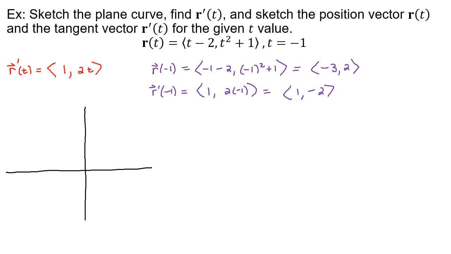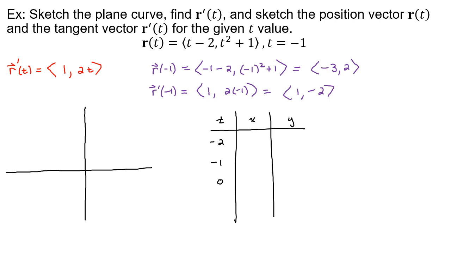You might remember back from chapter 10 that the original r vector here, if you have one term that's squared and one term that's linear, you're probably going to end up with a parabola. And that's true here. So let's do some t, x, and y's here, just to kind of show you what's going on. Let's do -2, -1, 0, and 1. So if I plug those in, keeping in mind that your x here would be the t minus 2 from your vector function, and your y would be the t squared plus 1. You plug in -2, -2 minus 2 would be -4.